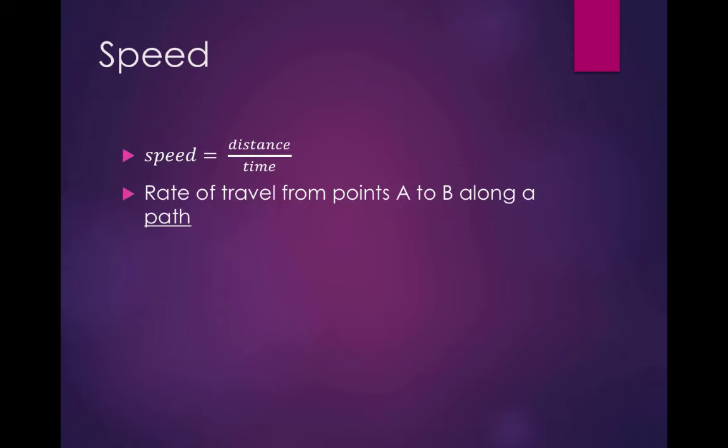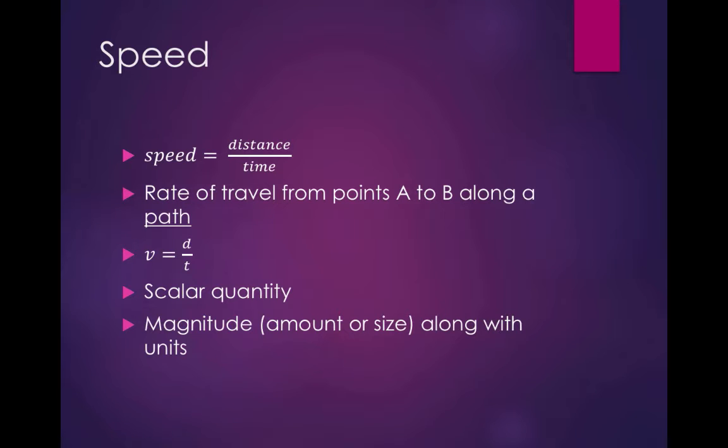Recall, the formula for speed is distance traveled by the time the trip takes. Essentially, it is the rate of travel of an object as it moves from point A to point B along a path. The symbolic formula for speed is v equals d over t. It is a scalar quantity and it includes only the magnitude, the number that represents the amount or size, and the units.